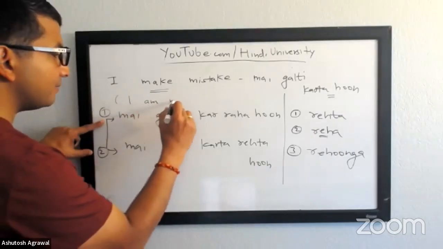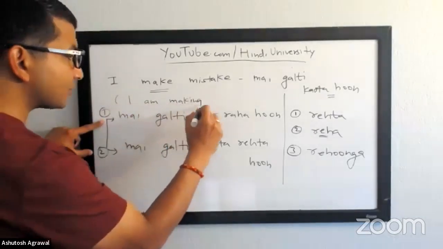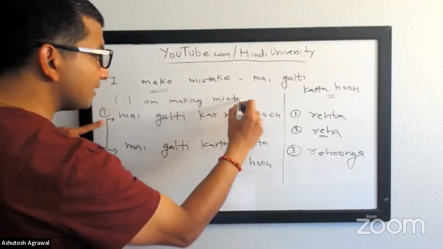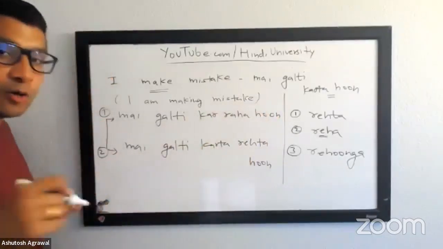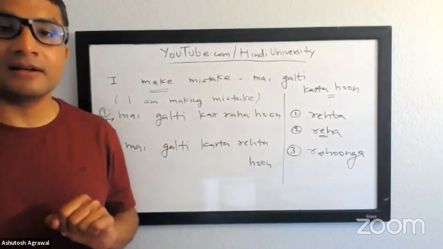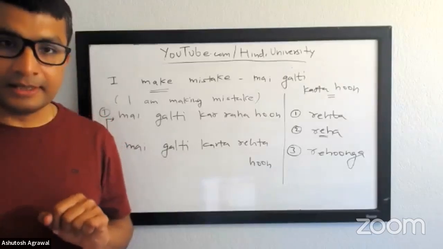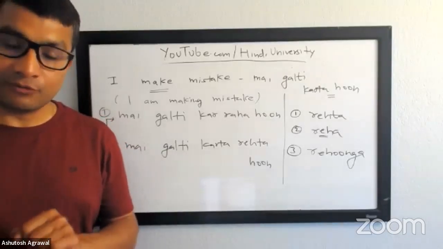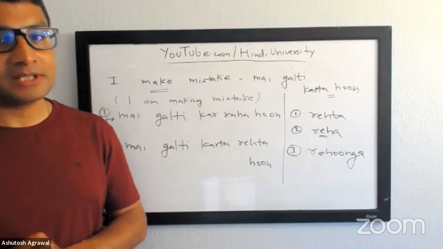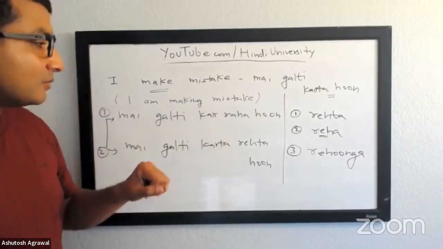I am making mistakes. That's right. I am making a mistake. Like I am right now making a mistake. Right? मैं गलती कर रहा हूँ. Okay. It's a one-time thing. Like even though it's a continuous thing, but I am making a mistake. Right? मैं गलती कर रहा हूँ.